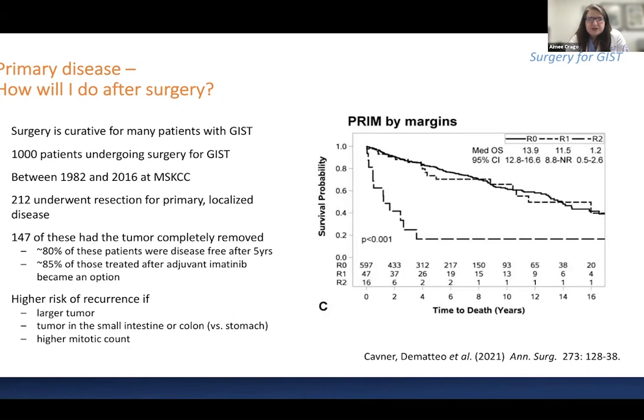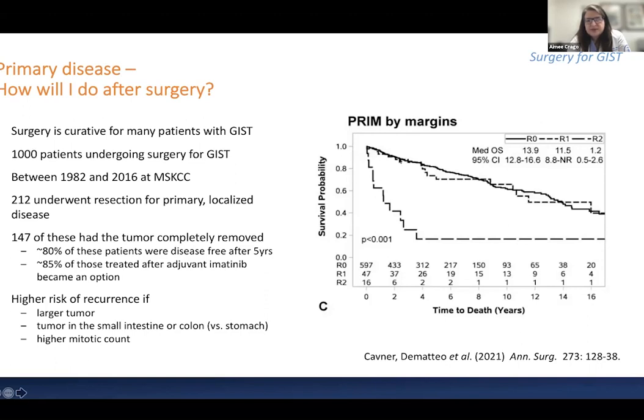So surgery is curative for many patients with GIST, and this is data based on 1,000 patients who underwent surgery for these tumors at our institution between 1982 and 2016. So you can see on this Kaplan-Meier curve, it plots how many patients remained alive over time. And this is stratified based on whether the patients had complete gross resection, meaning we got out all the tumor that we can see, versus whether or not the tumors were only partially resected.